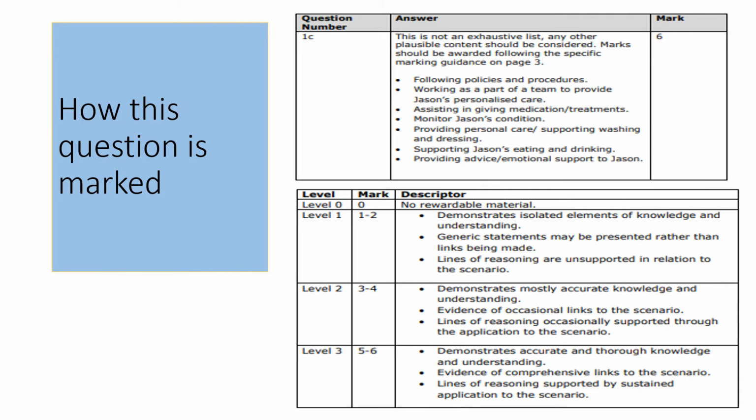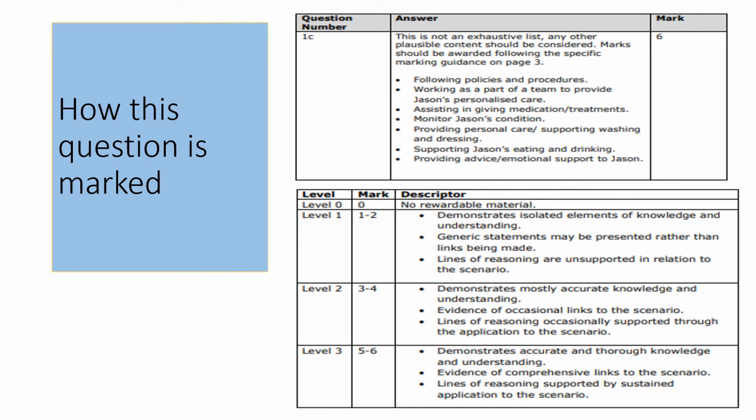So you could have said that the healthcare assistant should follow policies and procedures. They should work as part of a team to provide Jason's personalised care. They assist in giving medication and treatments. They could monitor Jason's condition. They could provide personal care and support, for example, supporting washing and dressing. They could support Jason's eating and drinking and provide advice and emotional support to Jason.